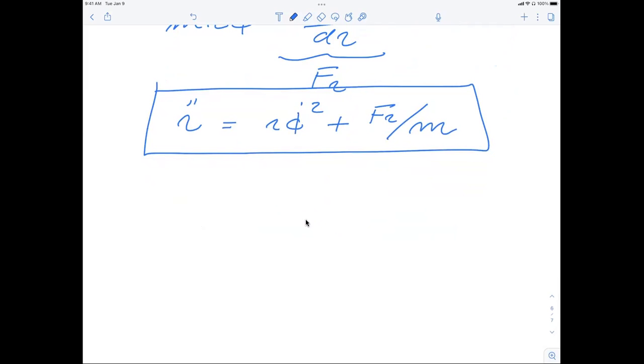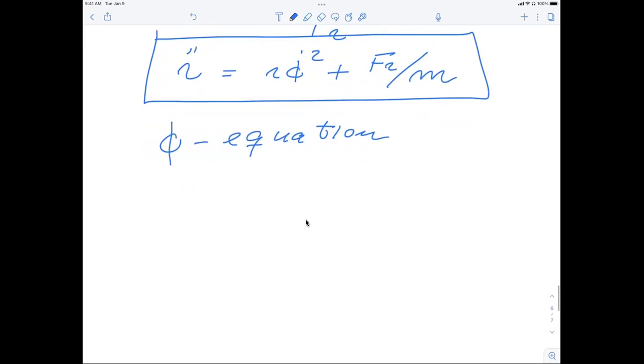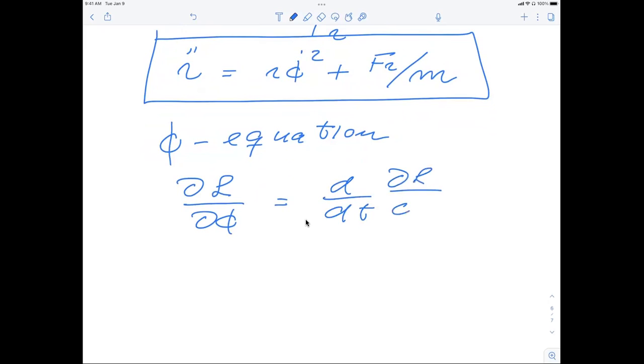Now, the next thing we need is the phi equations. And we haven't said anything about the potential itself. So what we are going to need then is to set up d of L of d phi is equal to d dt of d of L of d phi dot. So there's a dot here. So this is the equation we need to set up now.